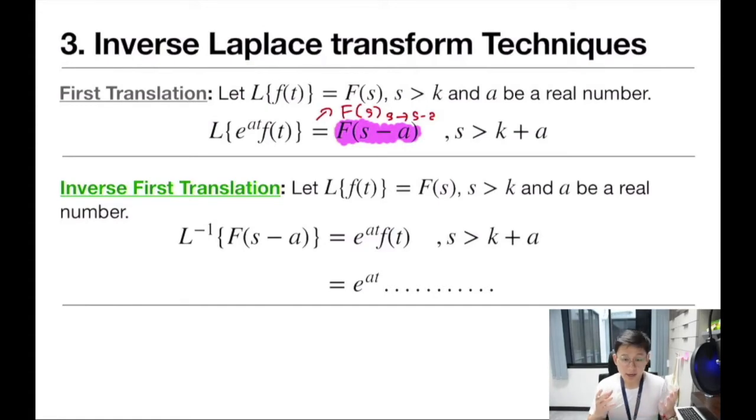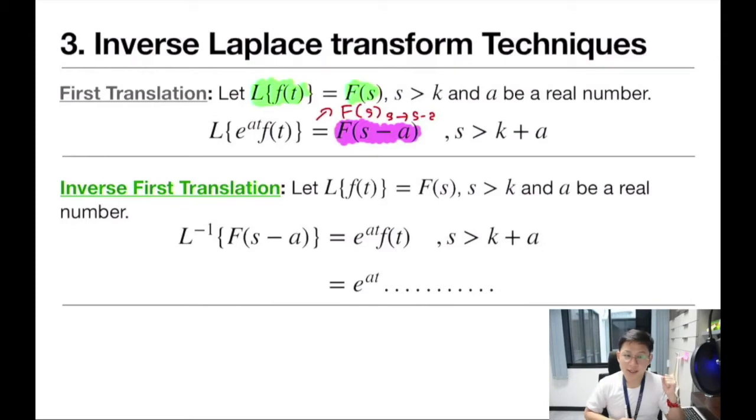I think you are already familiar with this one because we looked at it in the second video of this chapter. So if you want to find the Laplace transform of e to the at f(t), that is the big F, and don't forget the big F here is actually the Laplace transform of f(t). Then you substitute s with s minus a. That's the first translation. It's the shift from s to s minus a.